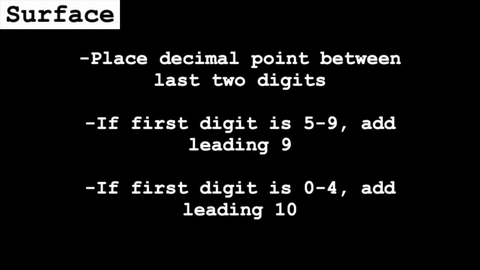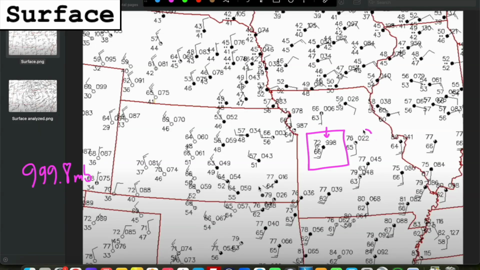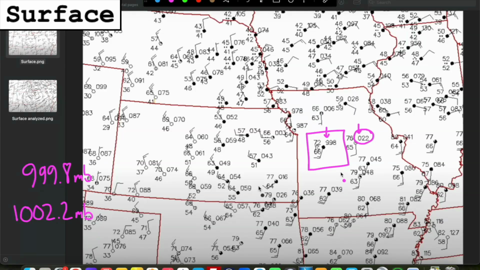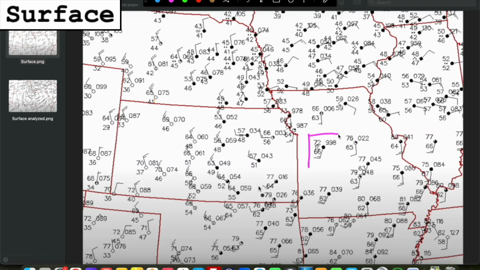If the first digit is between 0 and 4, then we put a leading 10 in front of the value. So for this station, for example, 022, the first digit is between 0 and 4, so that would be a pressure of 1002.2 millibars. So again, we always put a decimal between the last two digits, and that first digit tells us what the leading number is going to be. So for our station in western Missouri here, this is going to be a pressure of 999.8 millibars.